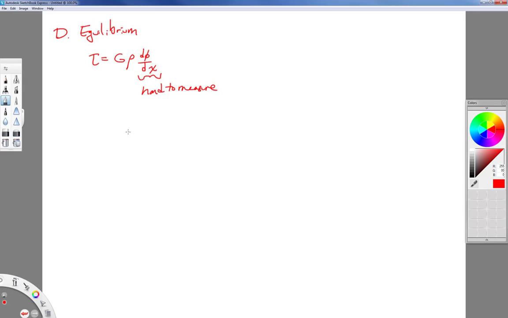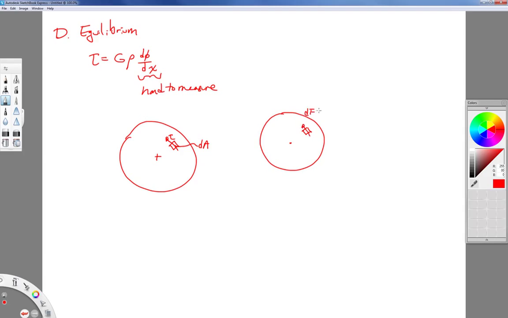Let me see if I can draw a circle. And we've actually done something like this already this semester. Here we have the center of our bar, and I'm going to take a look at a small piece of area that I'm going to call dA. And on that dA is some shearing stress tau. If I take that tau and I multiply it by that dA, I get a little bit of force at that particular point. And so that dF is going to be equal to tau times dA.